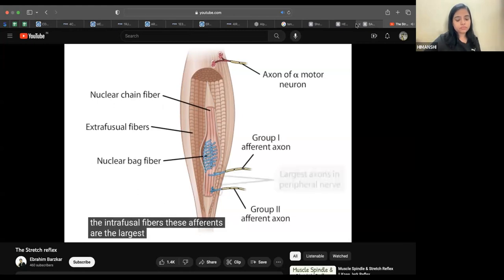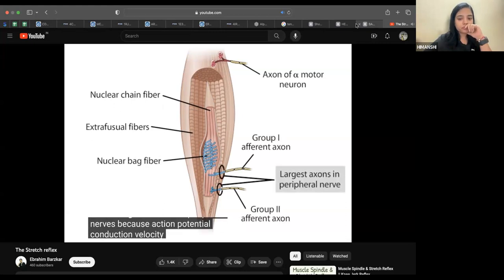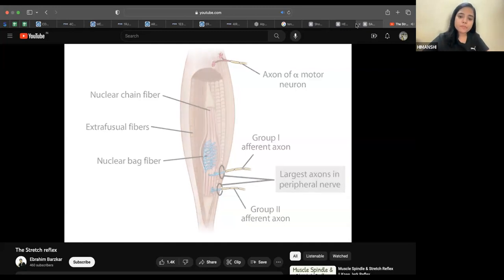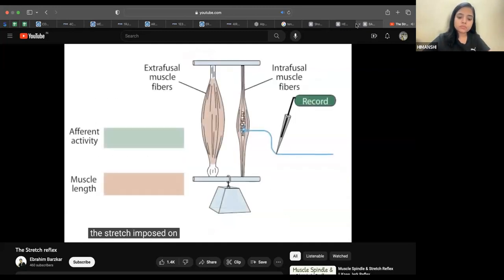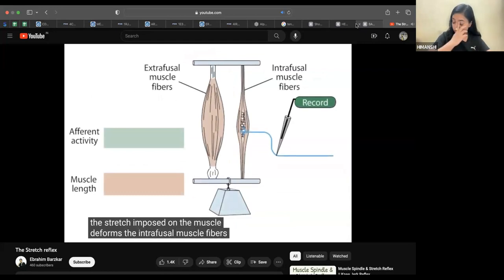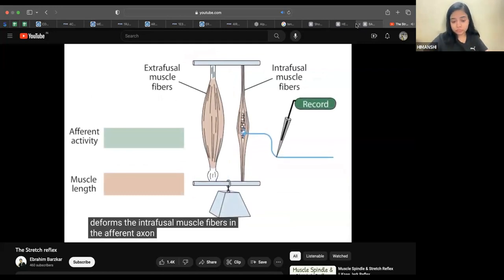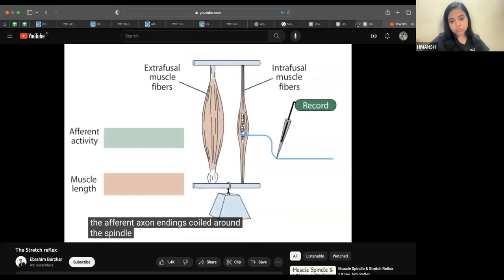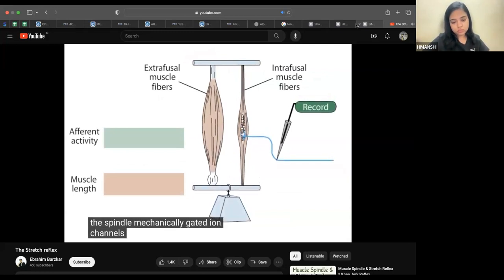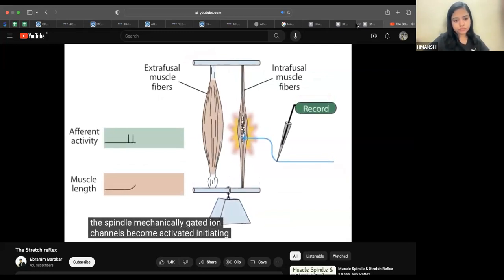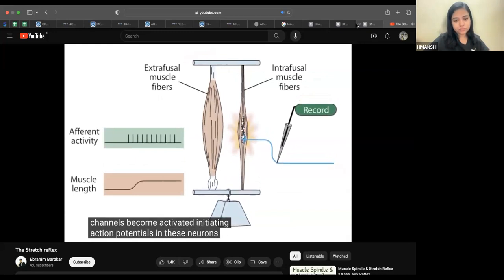These afferents are the largest axons in peripheral nerves. Because action potential conduction velocity is a direct function of axon diameter, these fibers mediate very rapid reflex adjustments when the muscle is stretched. The stretch imposed on the muscle deforms the intrafusal muscle fibers. In the afferent axon endings coiled around the spindle, mechanically gated ion channels become activated, initiating action potentials in these neurons.